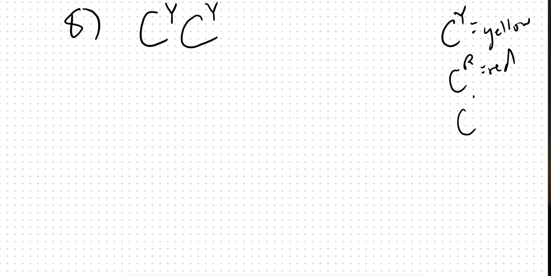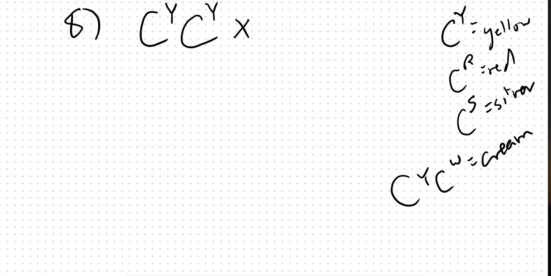So this could be like silver and so on and so forth. So that's why it's using this nomenclature. Cream color. Okay, so it's C^Y. It's cream. And complete dominance. White. All right.